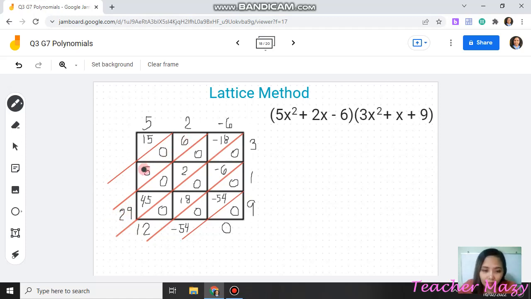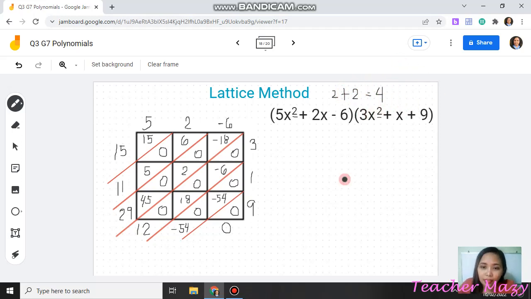Okay. Next, 6 plus 5 is equal to 11. And of course, the last one, we have 15. Okay, now let's determine the degree by adding the exponent of the first literal coefficient. So that is 2 plus 2 is equal to 4. So that means 4 is our highest degree.